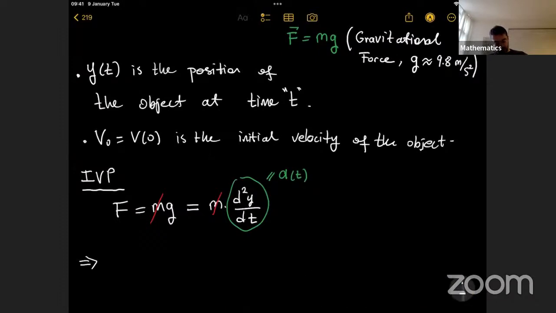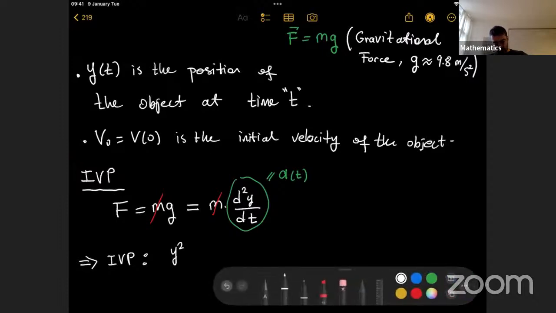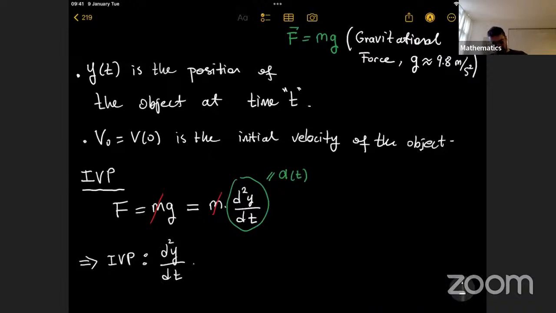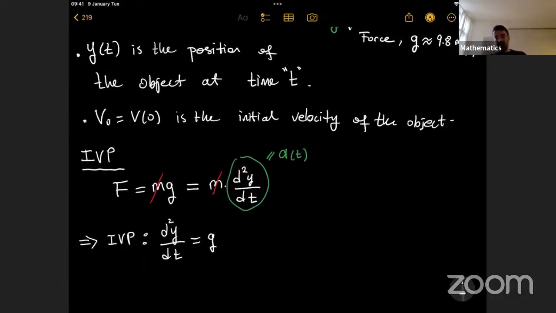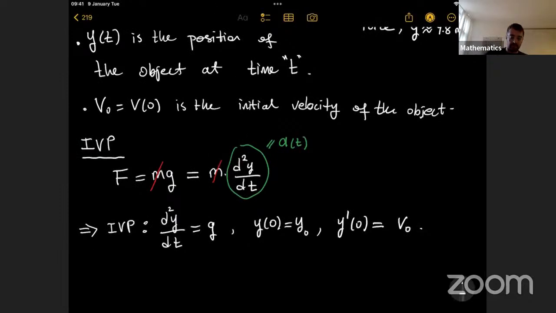So the initial value problem is this. d squared y over dt squared is equal to g, the gravitational constant. This is a second order differential equation, so we have two initial values. The first one is y of 0 equals y sub 0, a constant, the initial position. And the initial velocity is v0, the derivative at 0, y prime of 0 equals v sub 0. So we will solve this initial value problem to get the displacement function.